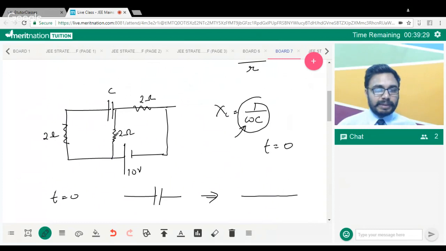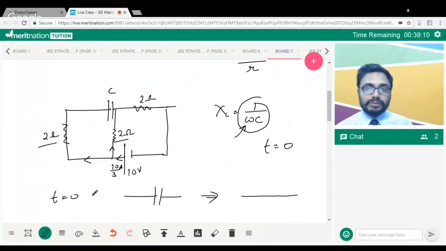So basically the current will move to this side also and to this side also. So this 2 ohm and 2 ohm in parallel will become 1 ohm. 1 plus 2, 3 ohm. Total 3 ohm is the resistance. So current drawn will be 10 by 3 ampere. This is the story at t is equal to 0.